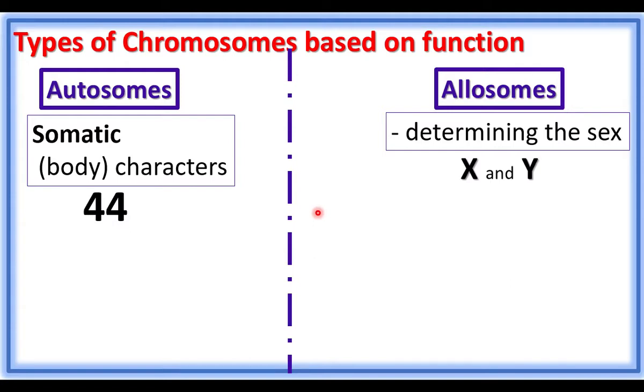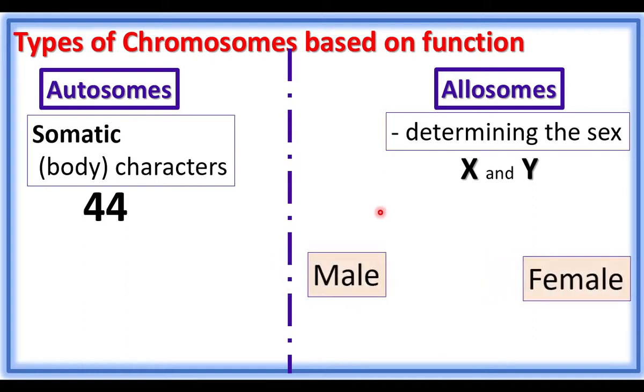There are two types of allosomes. They are X and Y chromosomes. The structure of X and Y chromosomes is different, and males and females have different sets of chromosomes. Males have one X and one Y allosome. Female individuals have two X chromosomes. Male individuals have one X and one Y chromosome. Female individuals have two X chromosomes. Based on the role or function, chromosomes are classified into autosomes and allosomes.